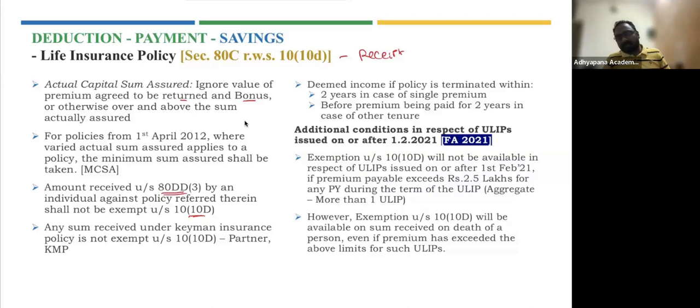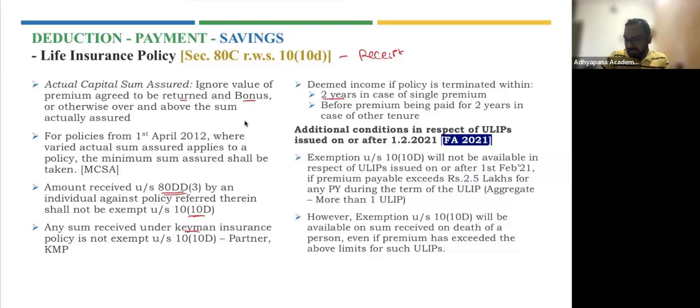Now, automatically what they're saying is, if it is relating to 80DD(3), then that policy will not be exempt. In the same way, if a policy is a key man insurance policy, then that is also not covered. What is a key man insurance policy? We already discussed in business. Insurance policy is taken for the key managerial person. And if your policy is terminated within 2 years, in case of single premium, and if it's periodical premium, it is within 2 years. If the policy is terminated within 2 years, the entire deduction which was claimed will now be treated as income.